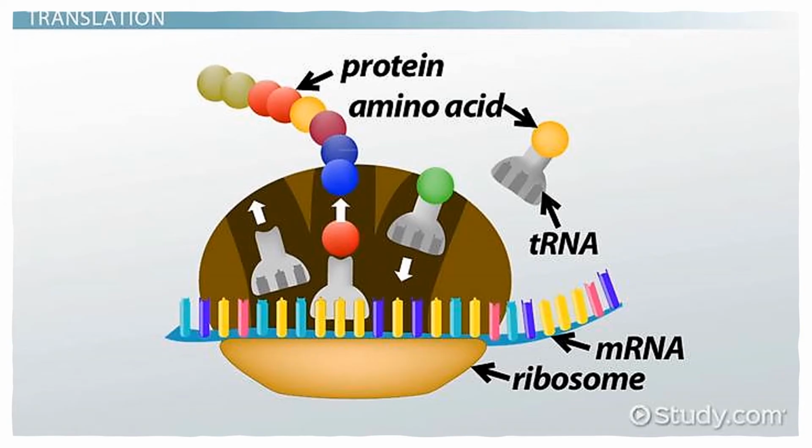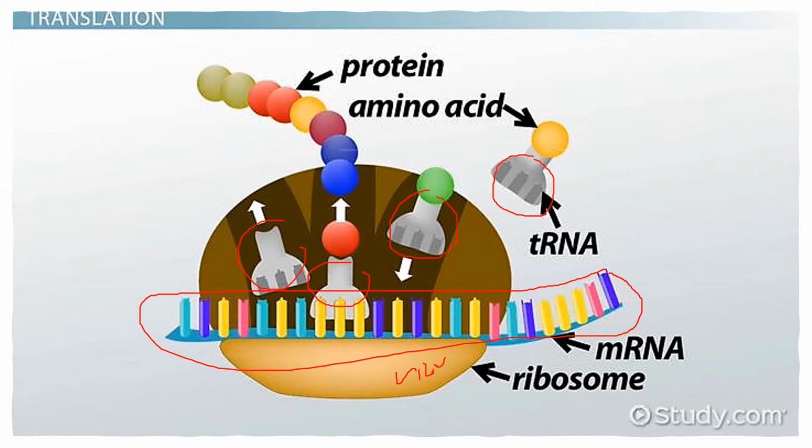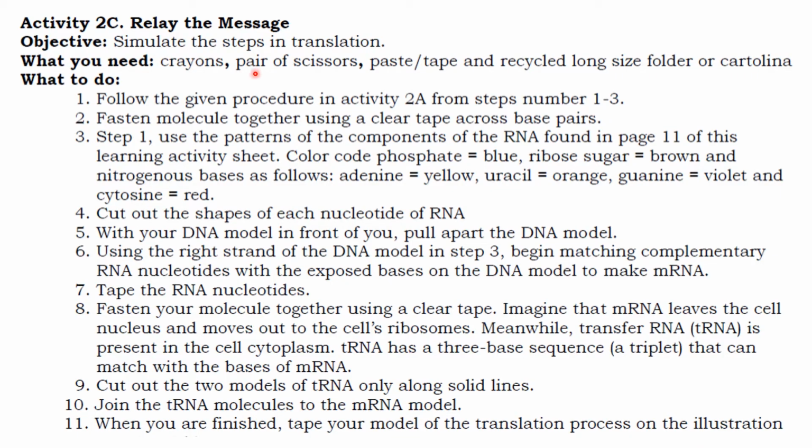This illustration as well explains the process of translation: a segment of mRNA, and this is our ribosomal RNA. We have here the free-floating tRNAs, which carry one amino acid with them. So the translation process begins with the start codon, AUG, and it goes along until the process creates a long polypeptide chain called protein. This activity intends to simulate the steps in translation.